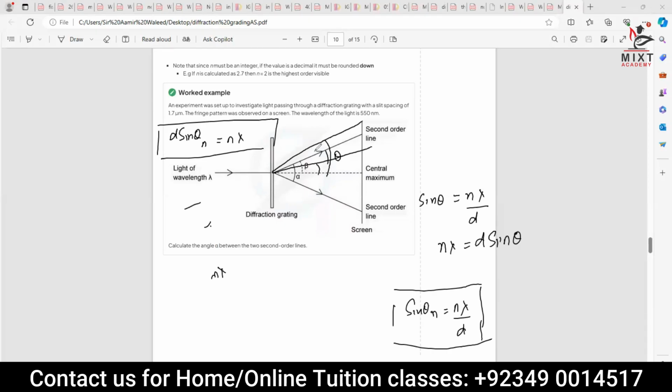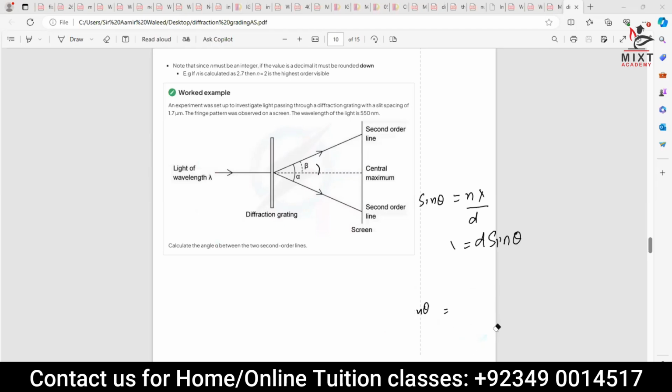Because for the first one, the angle will be smaller. For the third one, the angle will be greater. If you subtract these two, you will find the angle between the first and the third fringe. All right? Any questions? No, sir. Very simple topic. The only difference is that here for every angle you will have an n lambda value. Lambda will remain constant, but the angle will be different.